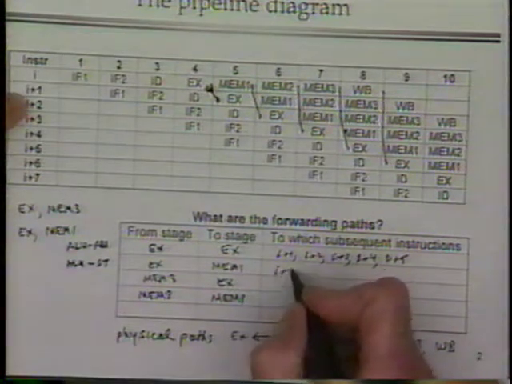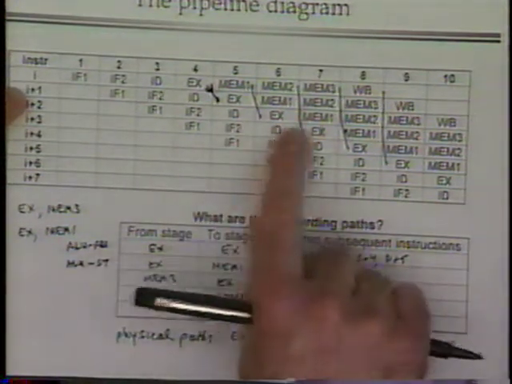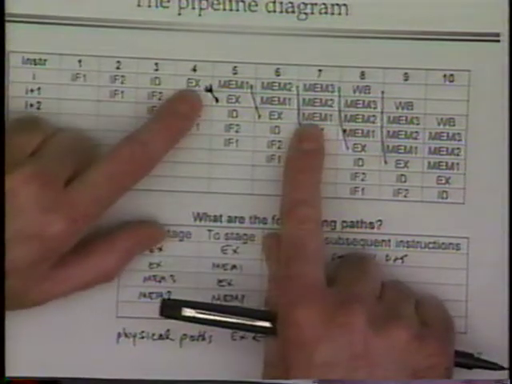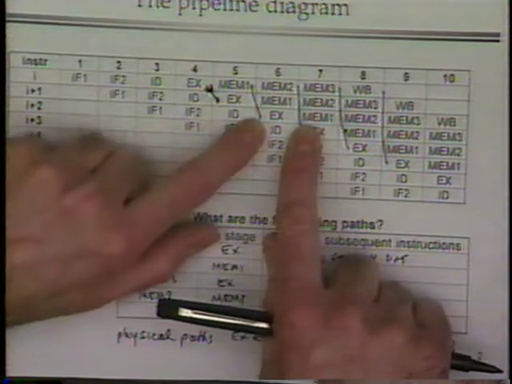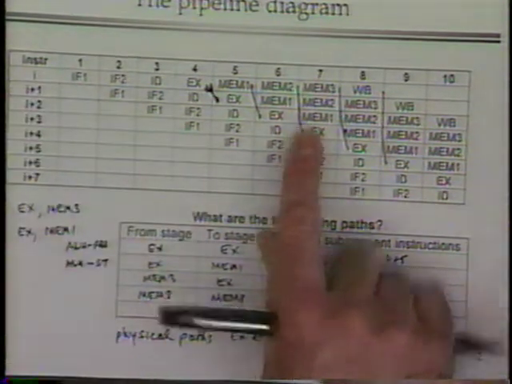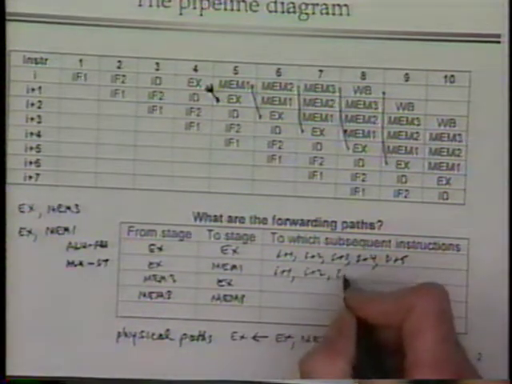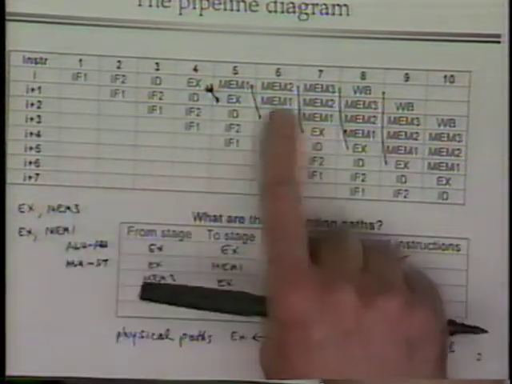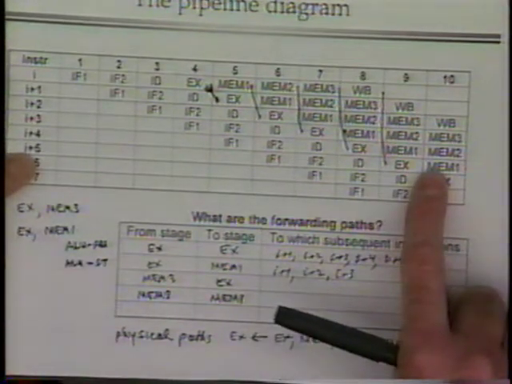We certainly have to forward to I+1. For execute to mem1 2 instructions later, we certainly need to do it. We already have a data path that will work for it, the mem1 to execute path, so we might as well use that. So we have to forward to I+2. And similarly down the line, the execute to mem1 has to go down as far as instruction I+5.